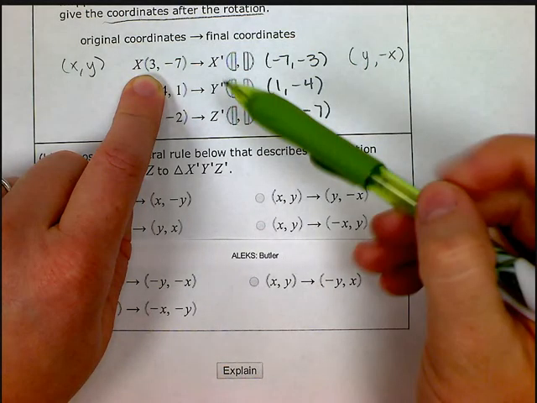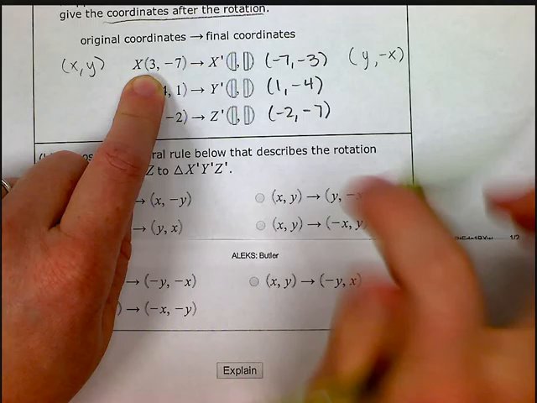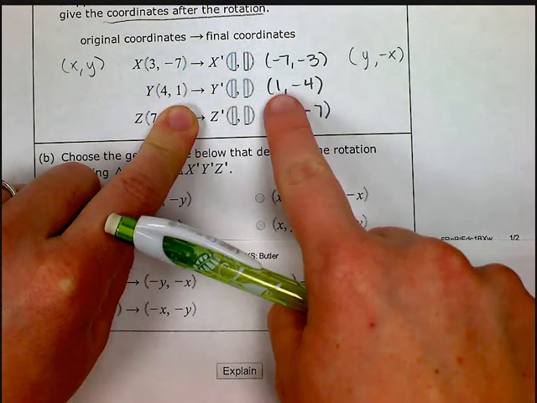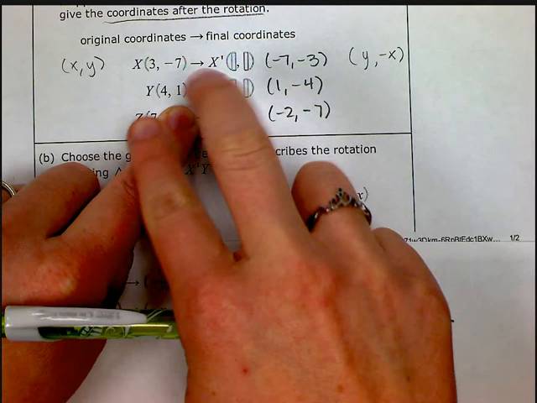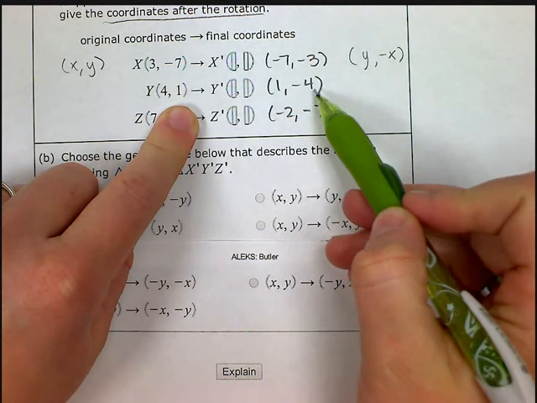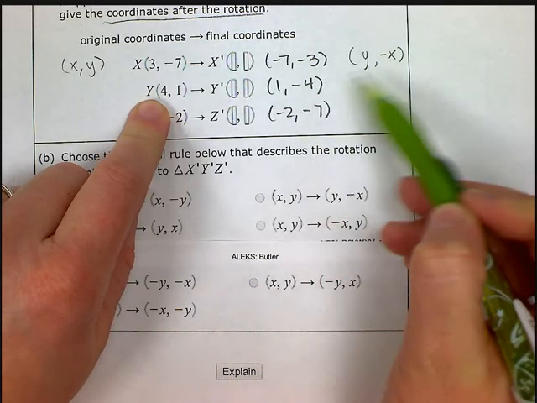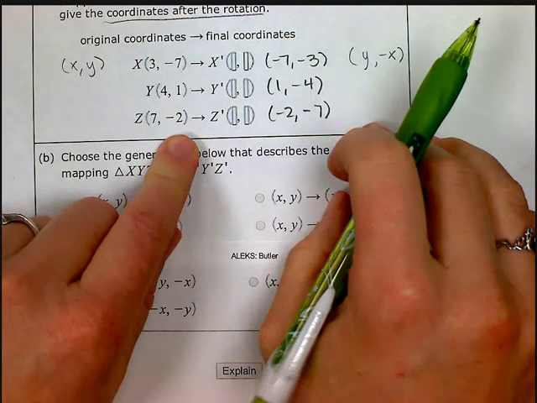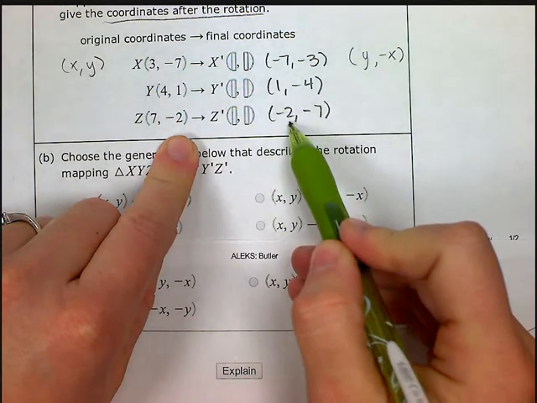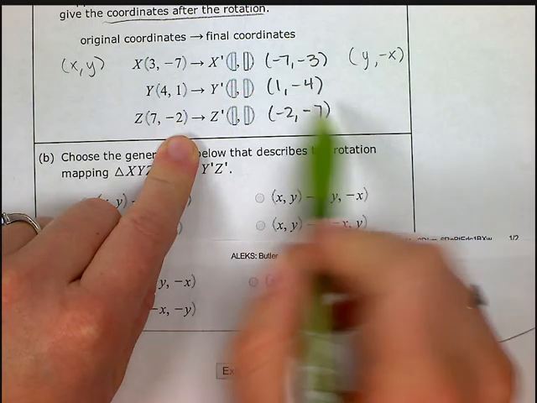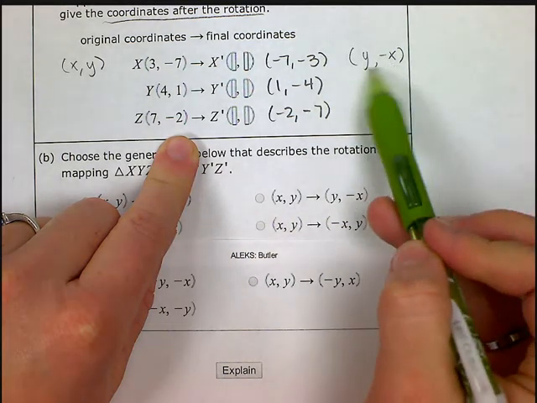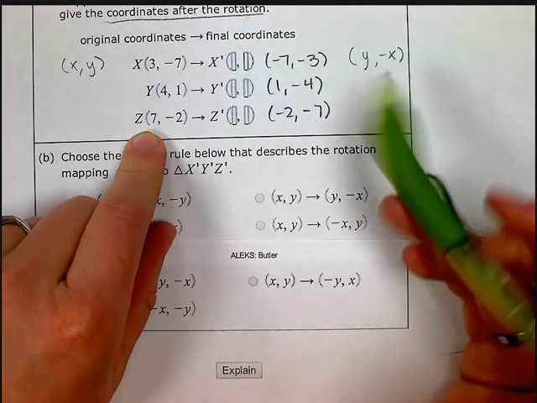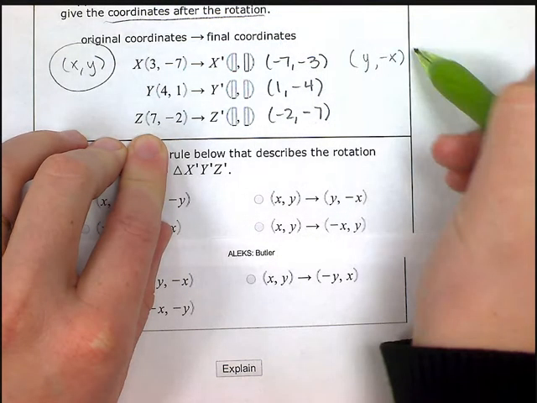So I'm just going to check as I go along here to make sure that's actually true. If I look at my next one, I started with 4, 1, and I went to 1, -4. So the 1 and the 4 switched positions, and that 4 became negative. So they switched X and Y, and the second one became negative. And last but not least, 7, -2 became -2, -7. So they switched places, so it became YX instead of XY, and the 7 became negative. So I want the rule that says we started with XY and switched them and made the X negative.